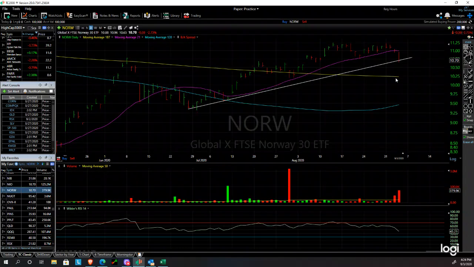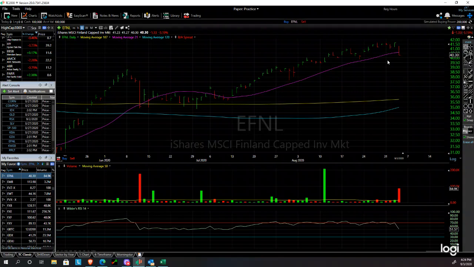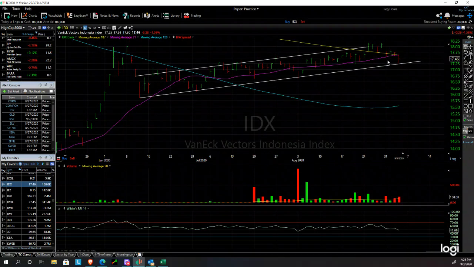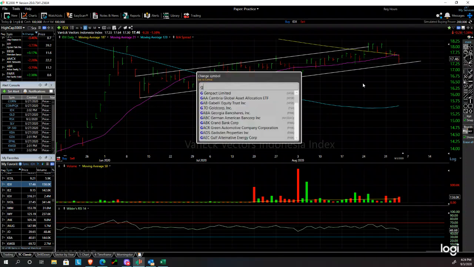We bought Norway down in this level. We bought Finland. We bought exposure to China. We bought exposure to Indonesia. I was selling Indonesia up here. We bought it back here. Various prices throughout the day, just as things were working.